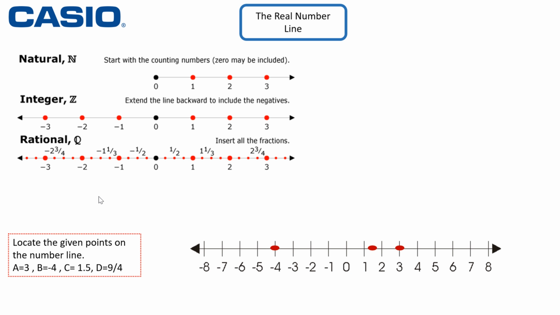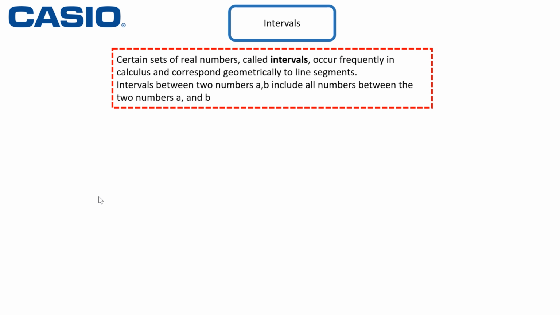9 over 4, we will change the fraction into a decimal. We'll divide it using our calculator, CASIO FX-991EX. So here 9 over 4 will be 2.25. We locate it on the number line. So in general, a number line contains all the numbers, rational, integers, and natural, even whole numbers.